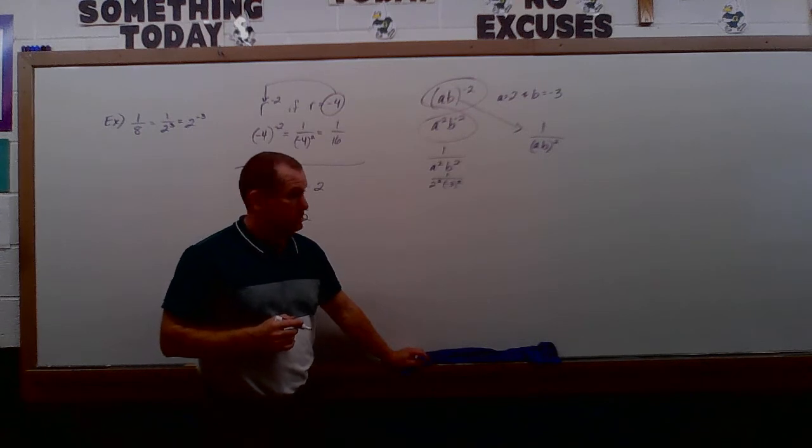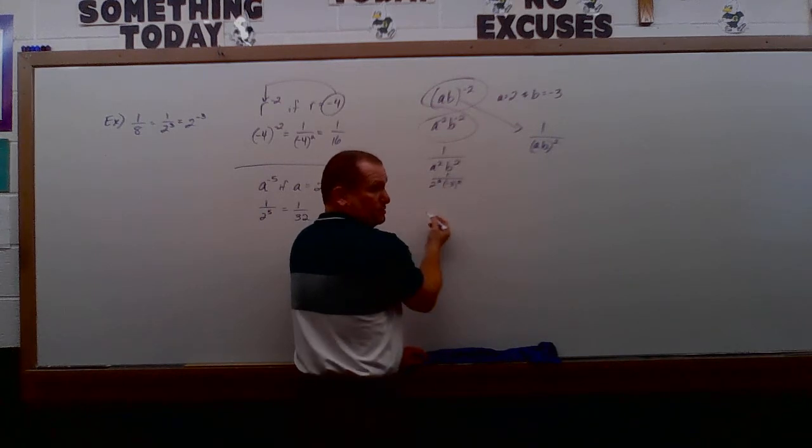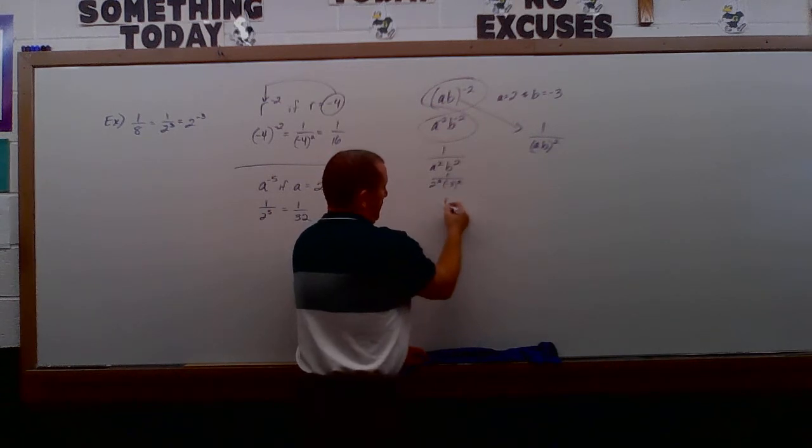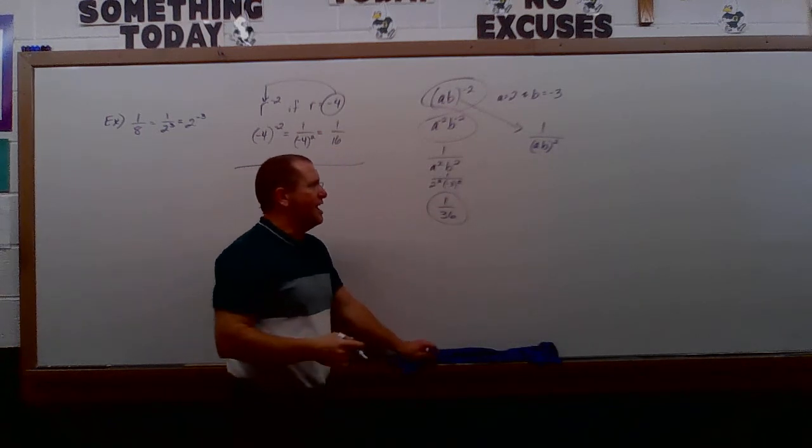Yes? No? Yes. Okay. What's 2 squared? 4. What's negative 3 squared? 9. What's 4 times 9? 36. So I'd have 1 over 36. Would you agree with that? Okay. How about over here?